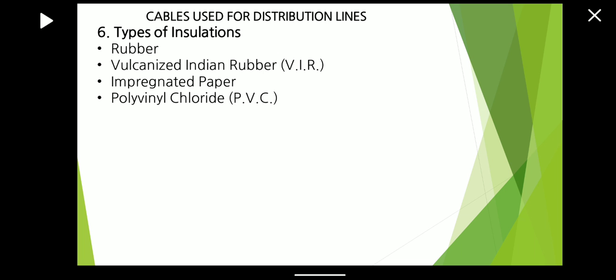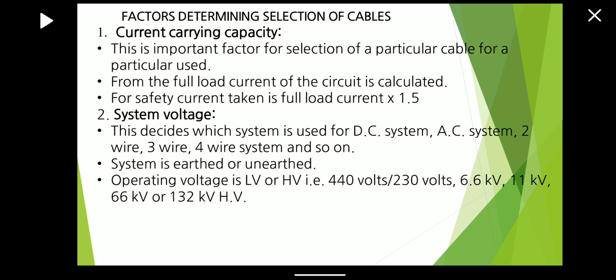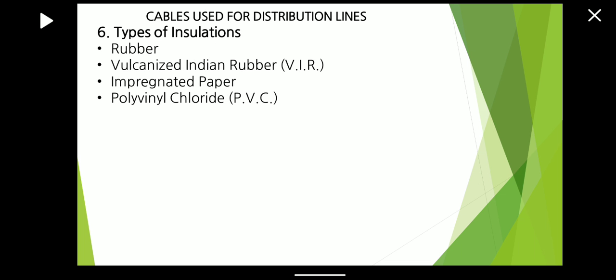So PVC wires or cables are used in cement factories, chemical factories, domestic light and power purposes, military and aircraft wiring. Next, communication and signal wiring, and last one is radio and TVs. So these are the different insulations used for the cables.